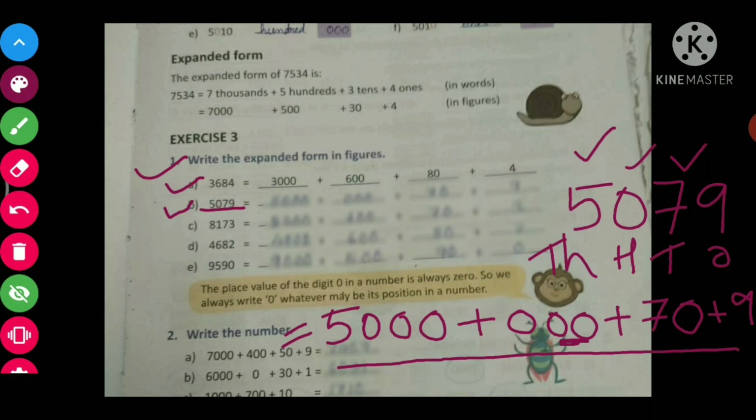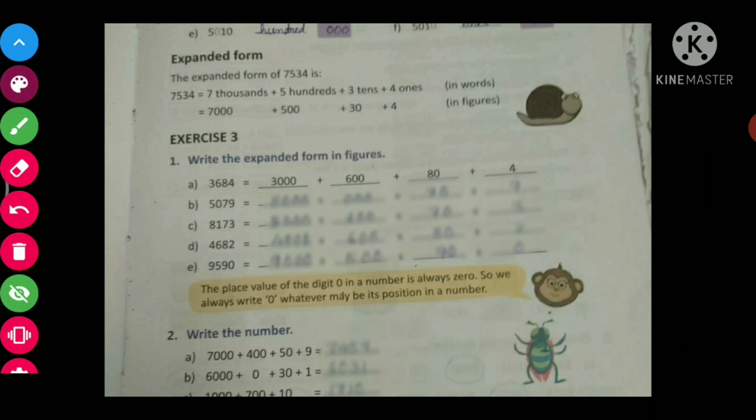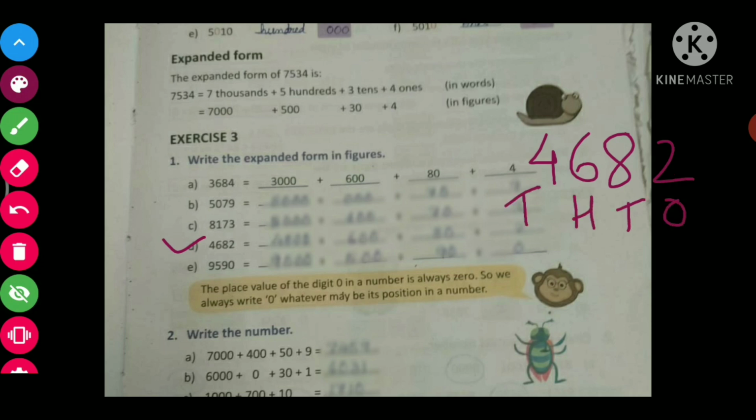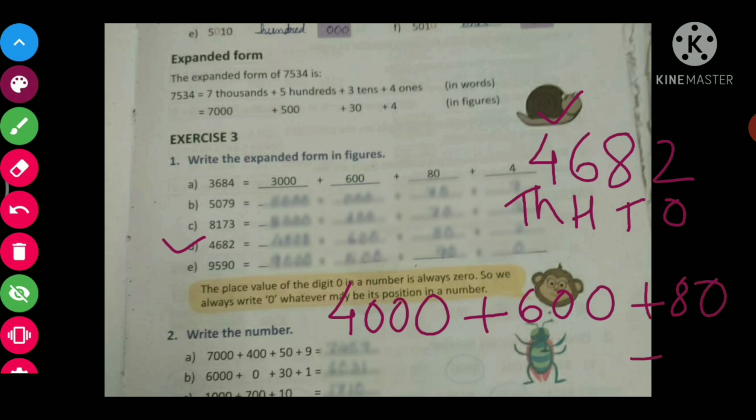One more question we will do. Now see D. Again we'll write the number 4682. Now we'll write the place value, ones, tens, and this one 100, and this will be 1000. So we'll start from this number. So 4 with 3 zeros as it is placed in 1000 place, then 600, then 80, then 2. This is the expanded form of 4682.